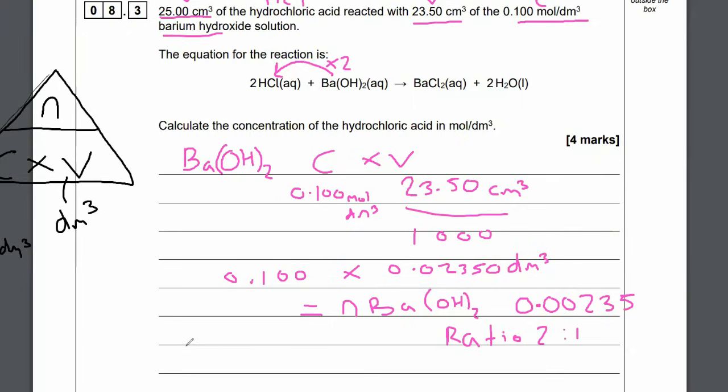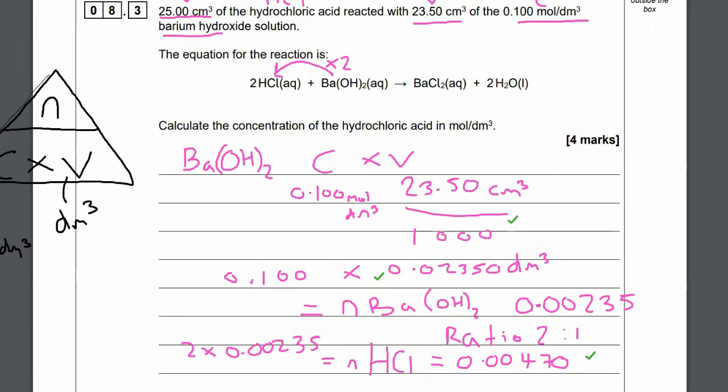So I'm going to go 2 times 0.00235, and that is going to give me my moles of hydrochloric acid. And I'm now up to scoring myself 3 marks, because that is going to be double that. That's going to be 0.00470. And that is my moles of hydrochloric acid. So you've now secured yourself 1 for converting that, 1 for timesing that, 1 for using the ratio. So we've now got 3 lovely marks.